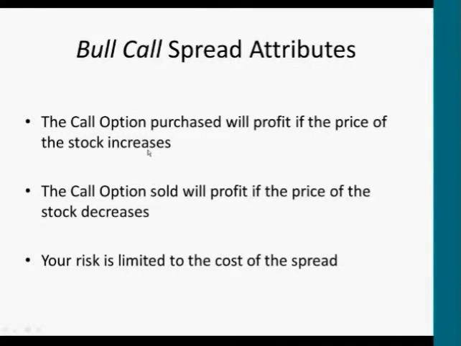And with a bull call spread, the call option that you purchase profits if the price of the underlying stock increases, and the call option that you sold profits if the price of the underlying stock decreases. And the other important component of the bull call spread is your risk is limited to the cost of the spread. So whatever it costs you for the spread, if the spread costs $500, then that's your maximum risk, regardless of what happens to the price of the underlying stock.